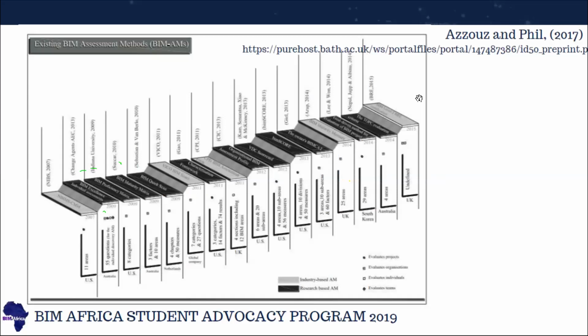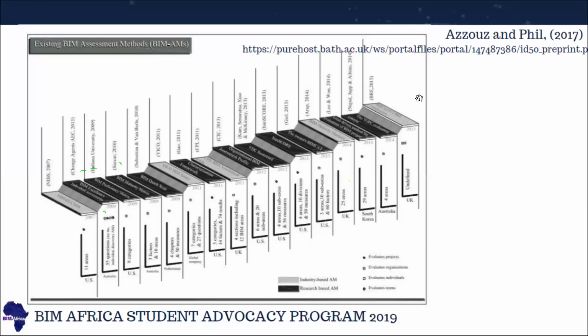see in black are the ones that were developed by researchers. The ones that are not in black are industry-based assessment methods. You can see the years they were developed, and the categories involved. If you look down under the diagram, the first one, which is the NBIMS, says there are 11 areas.